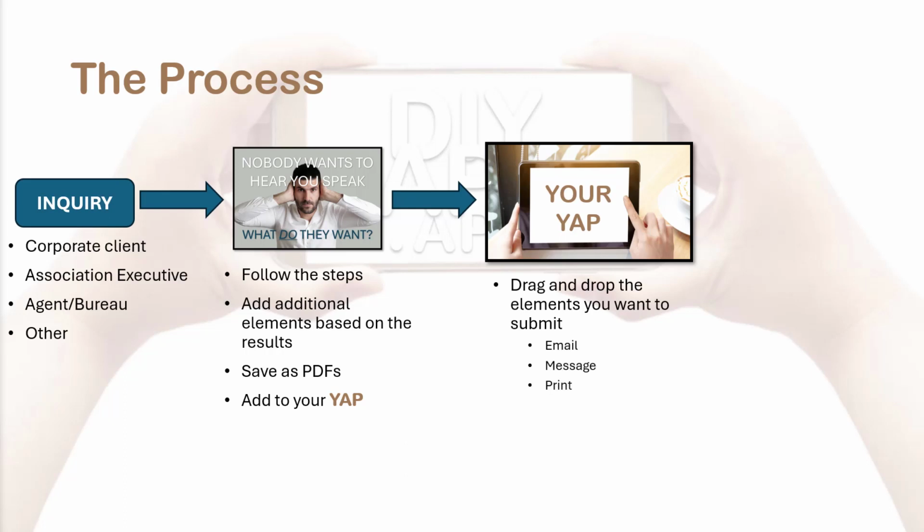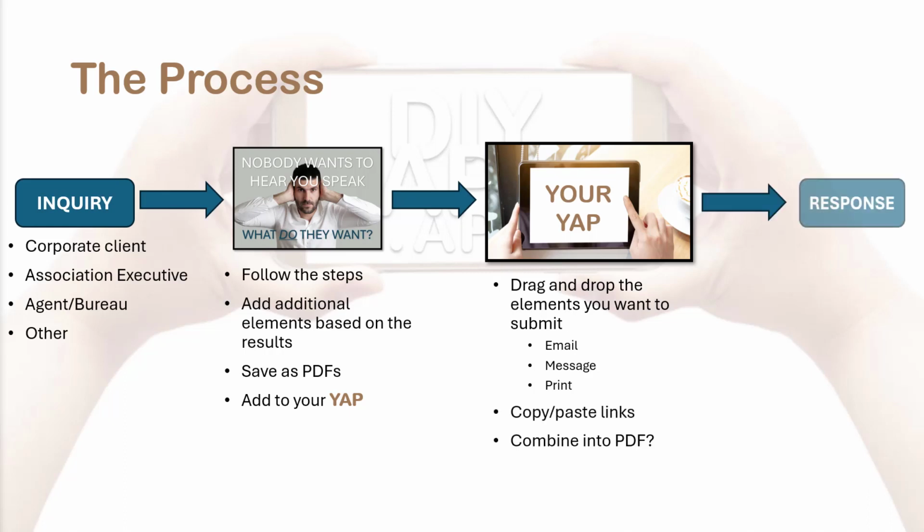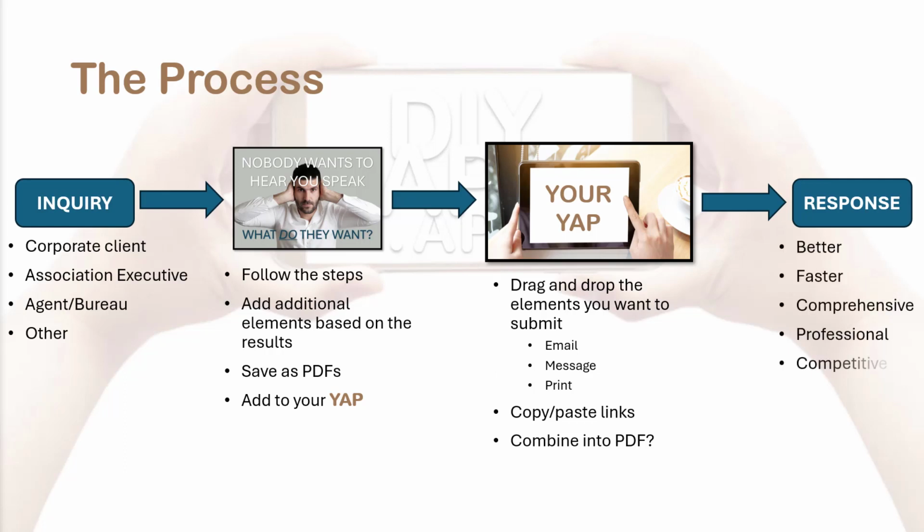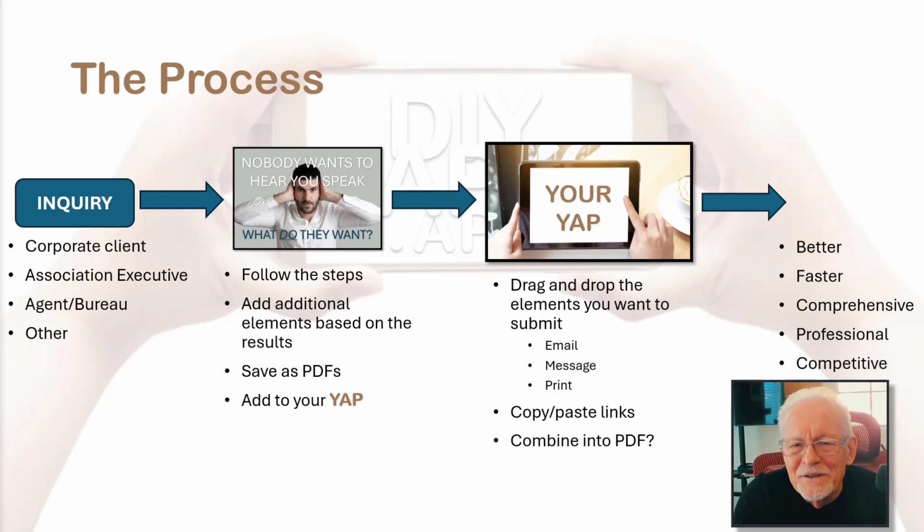Go to your Yap or build a new one and drag and drop or cut and paste all the elements that you want to be in this Yap going to this meeting planner for this particular conference. See how customized it can be? Then you can email it, you can message it, you can print it and mail it to them. Then your response goes out. This response is going to be better, faster, more comprehensive, probably more professional, and at least more competitive than any that you've ever done before.